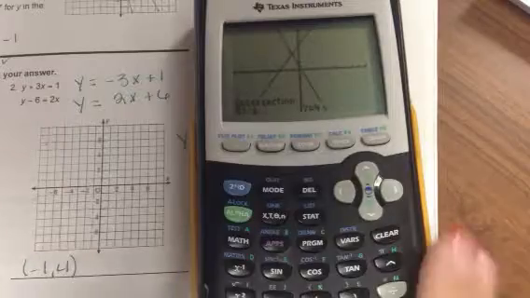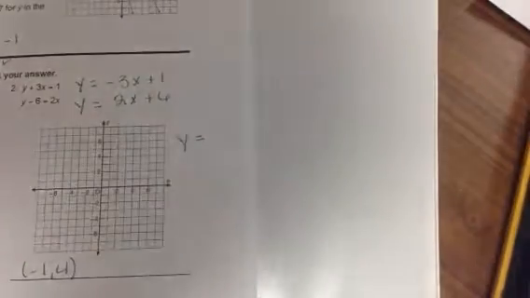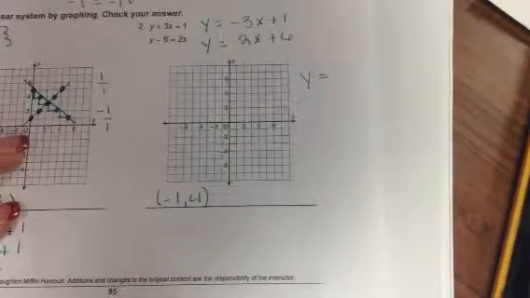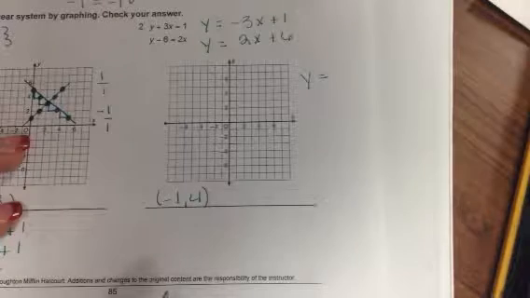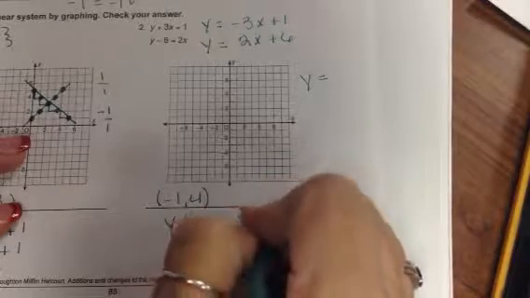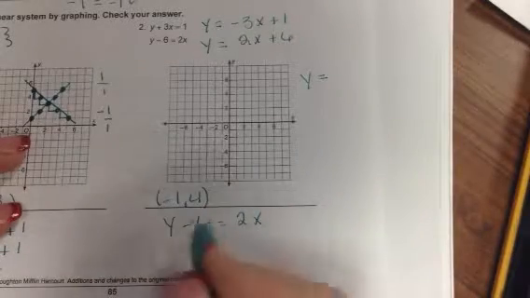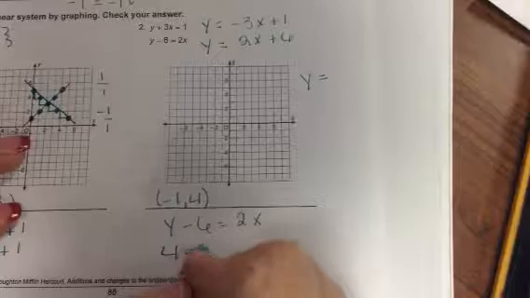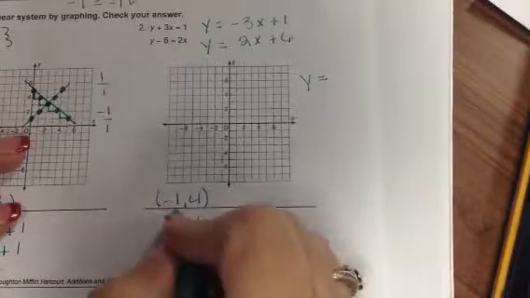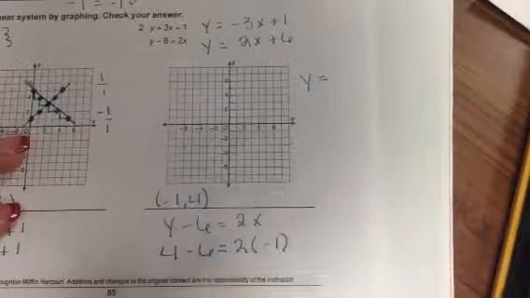Okay? Now what I want to do is go back and make sure. Oops, let me put this where you can see it. Sorry, I forget I'm working with a video. I want to make sure that these work. So I'm going back to the original equations, and I'm going to pick y minus 6 equals 2x. And I'm going to fill in. Y is 4: 4 minus 6 equals 2 times my x, which is negative 1.